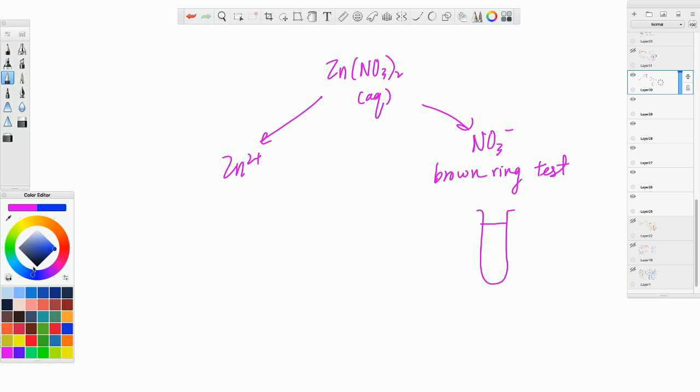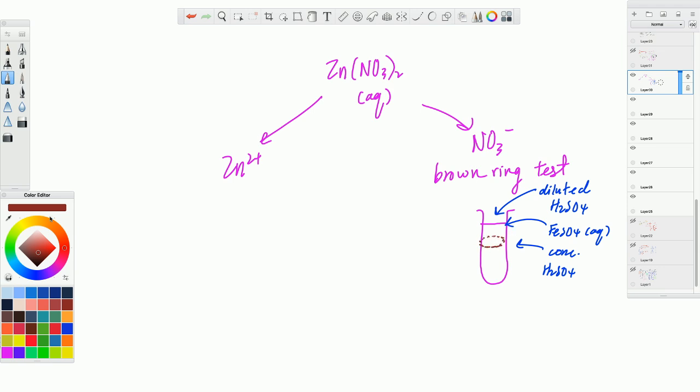So in a brown ring test, you add diluted sulfuric acid, then you add iron 2 sulfate solution, then you add concentrated sulfuric acid. Okay, then guess what you see? You see a brown ring.